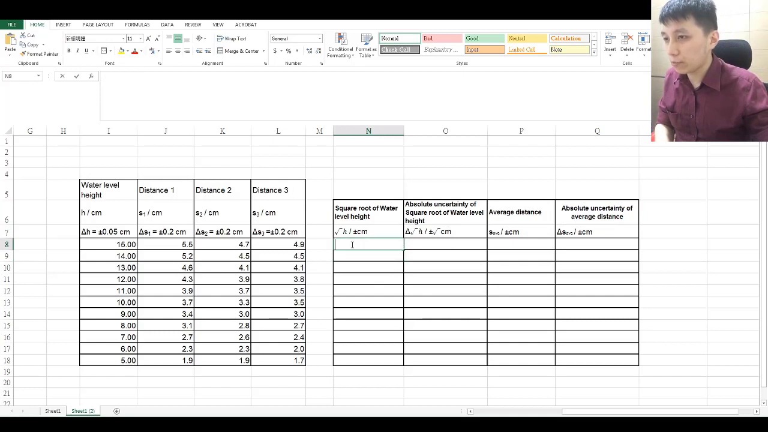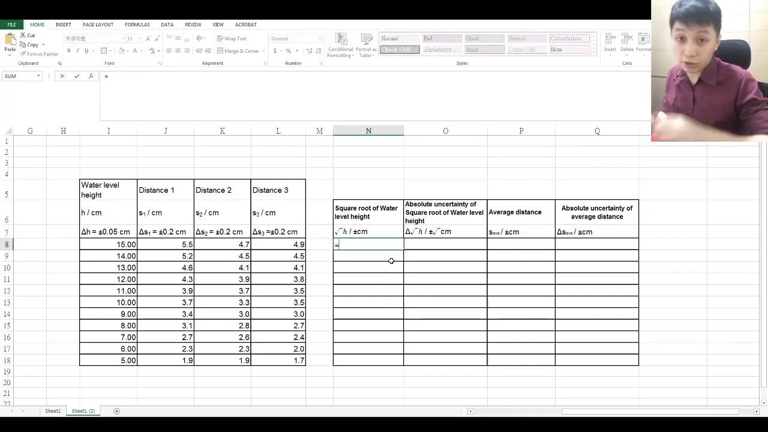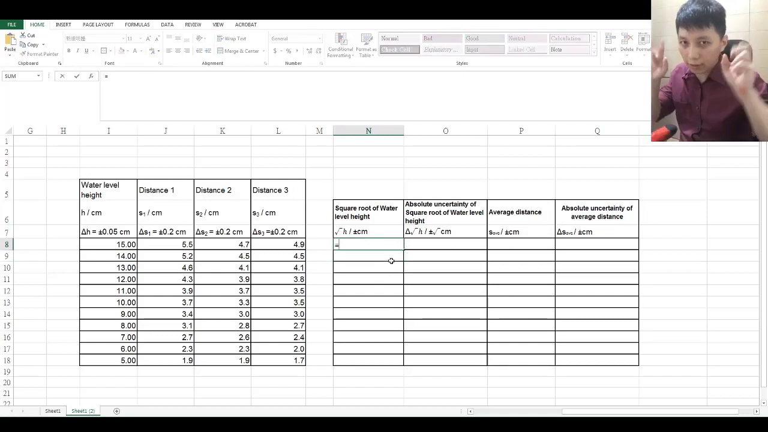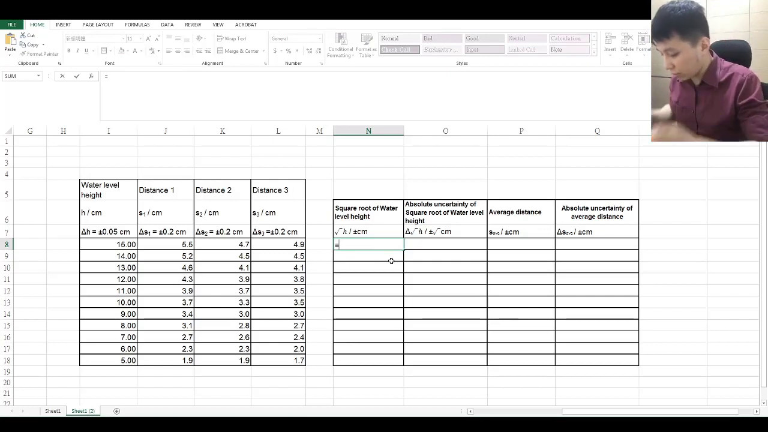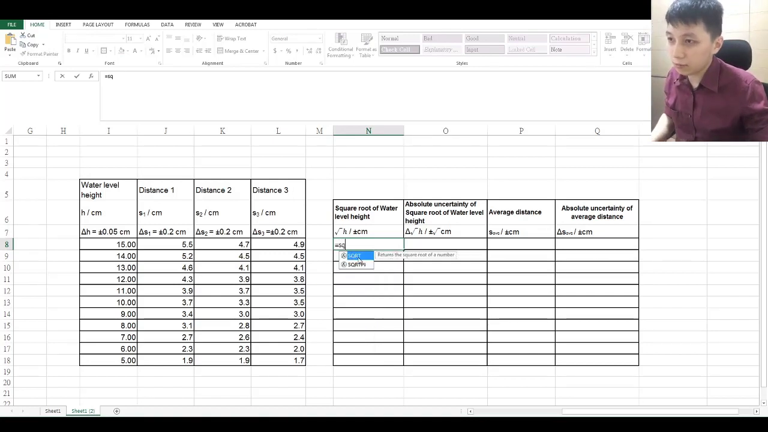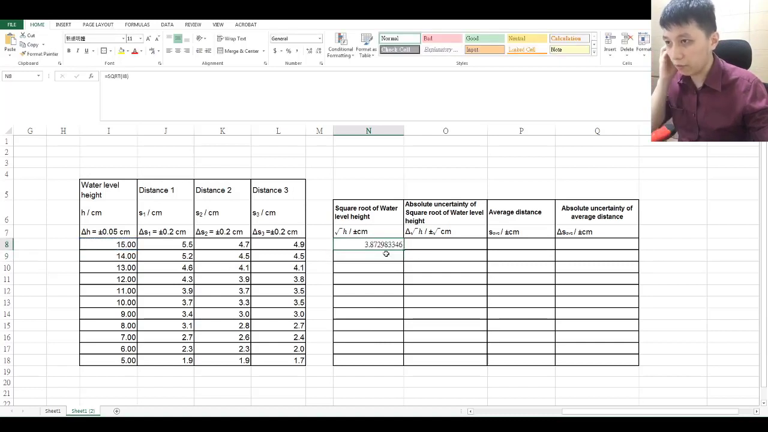For the square root, it should be quite easy. You can search on Google to find out how to calculate the square root in Excel, or you can just try your luck. SQRT actually is, you can see, the square root of a number. So double click that and you have to follow the syntax: SQRT, bracket, the number. So this is the number you're looking for. And again, copy and paste.